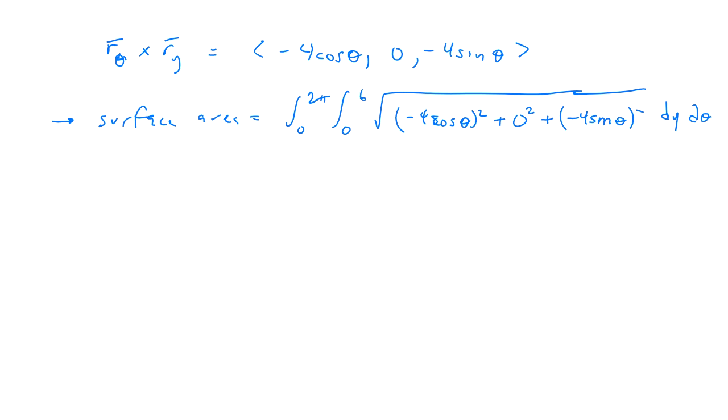And obviously, this is a simple one, so things actually do work out, because what do I get inside the square root? Obviously, sine squared plus cosine squared is 1. So I just get the 16 inside the square root, so this whole thing simplifies to that. And since that's a constant, it's just the area, which is, as we did before, the 4 times the 6 times the 2 pi.